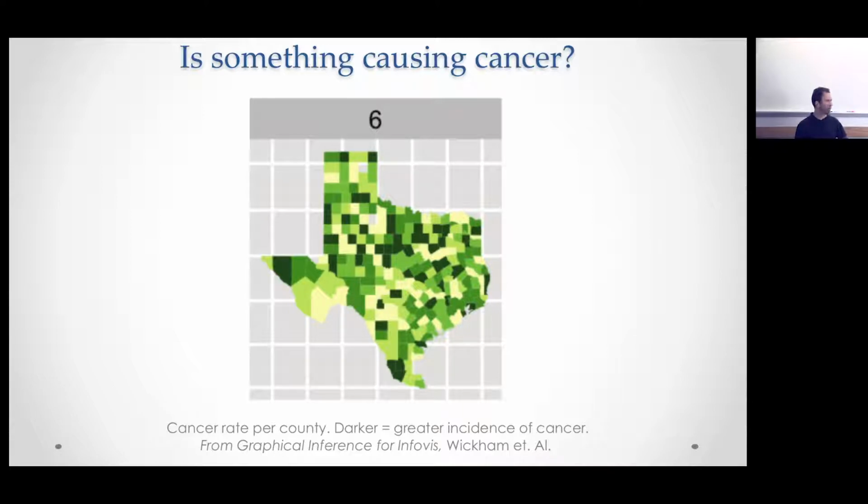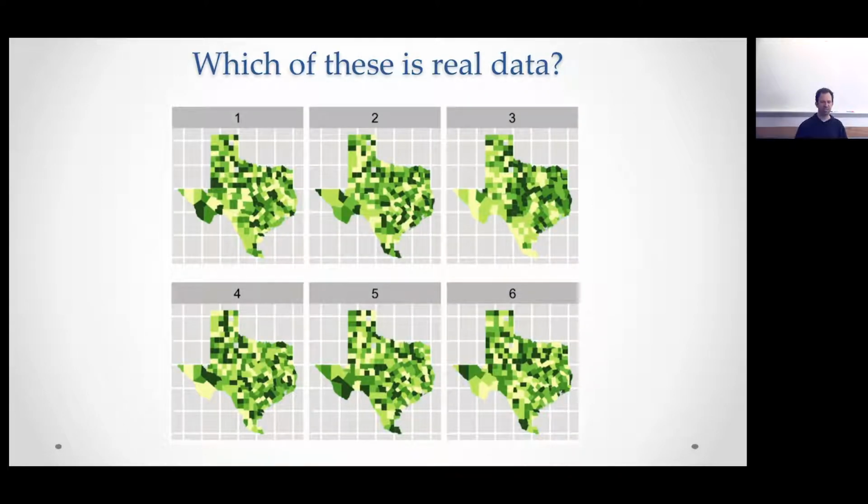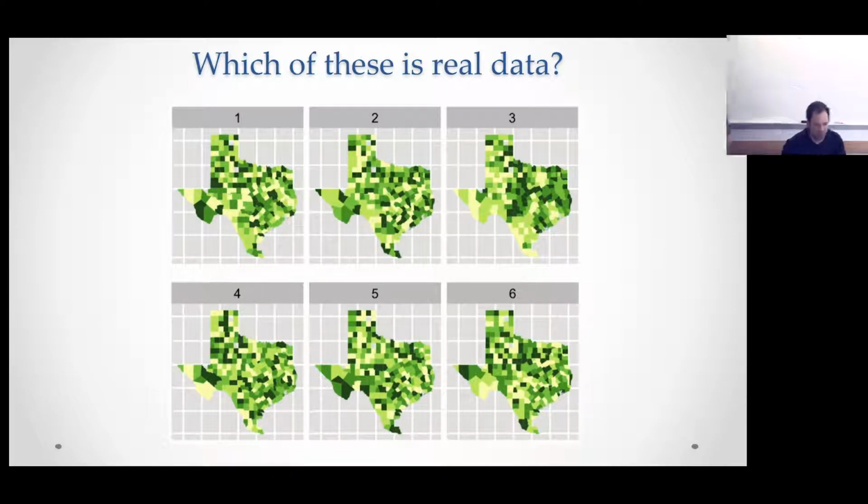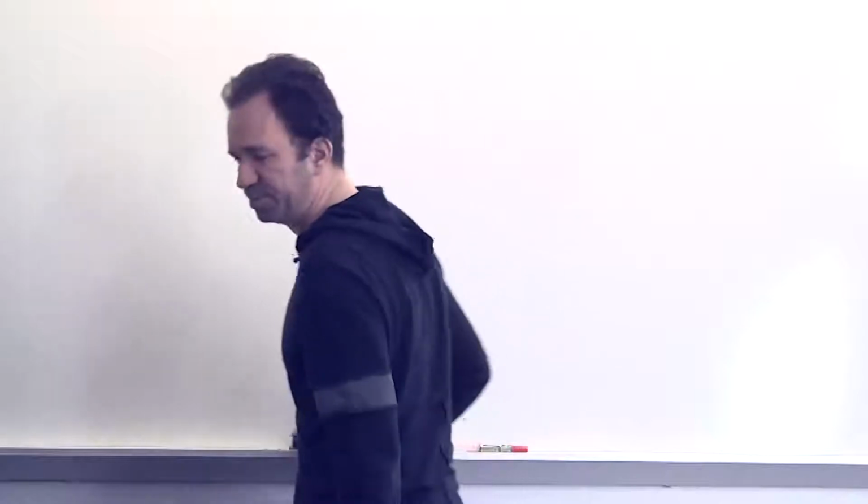So this is from a beautiful paper which is in the readings, which sort of pulls out a lot of these statistical ideas into a visualization framework. And here we're showing cancer rate per county. What we've done in this image is that one of these is the real data. The rest are synthetic data generated by taking the original cancer rates and scrambling the counties, okay? So this is our first instance of generating a null hypothesis by randomization.